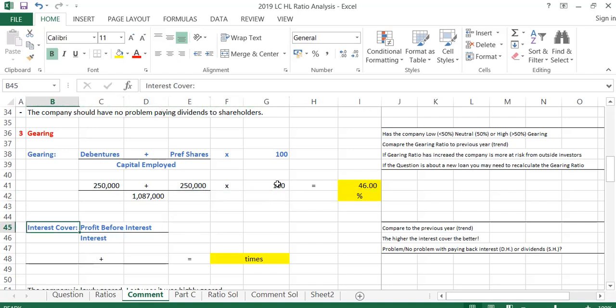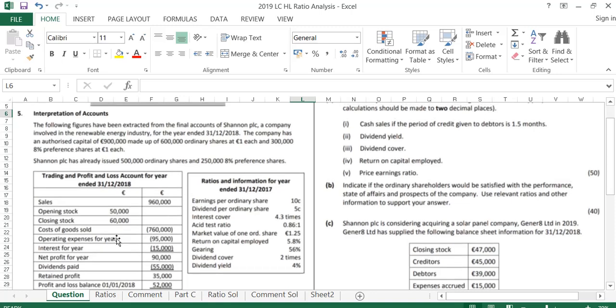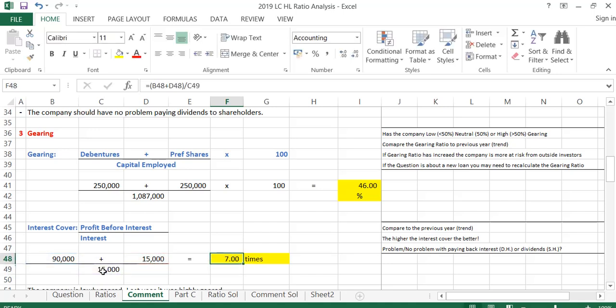And we'll just calculate interest cover here now. So interest cover is profit before interest over interest. So again, if I go back to my P&L, I'll see that my profit is 90,000, but that's after the interest is taken away. So my profit before interest will be 90 plus 15 over the interest, which is 15. So 90,000 plus 15,000 over 15,000. And the interest cover is 7 times exactly.